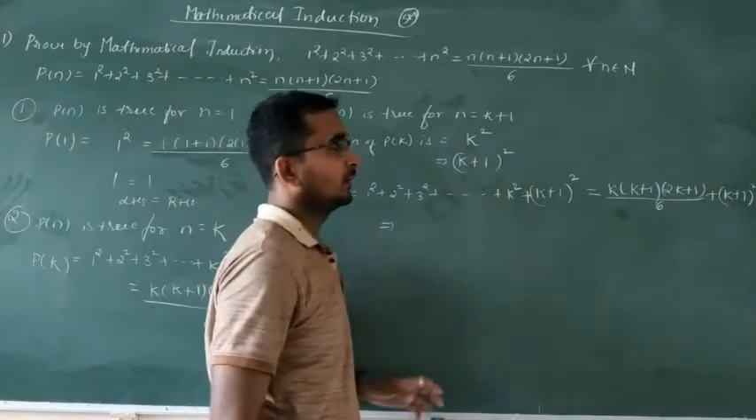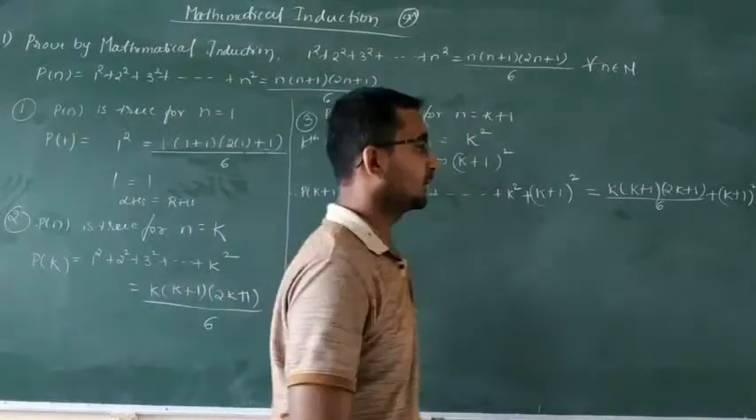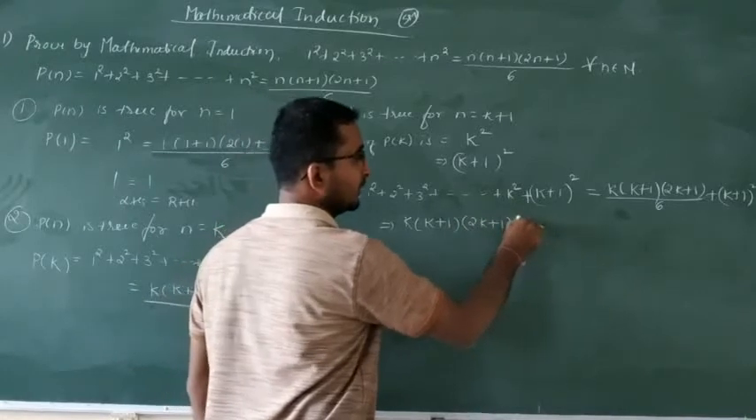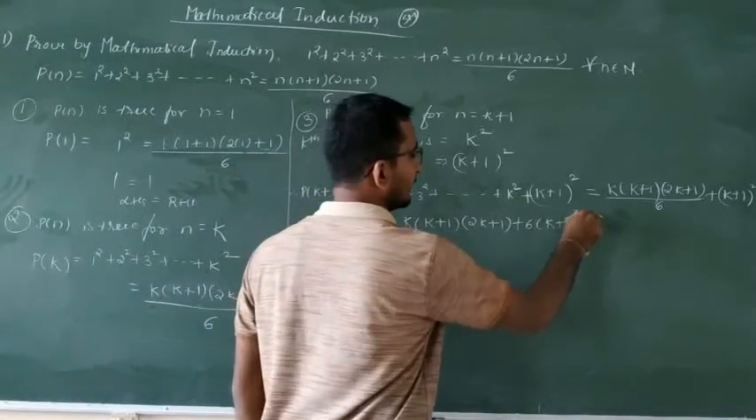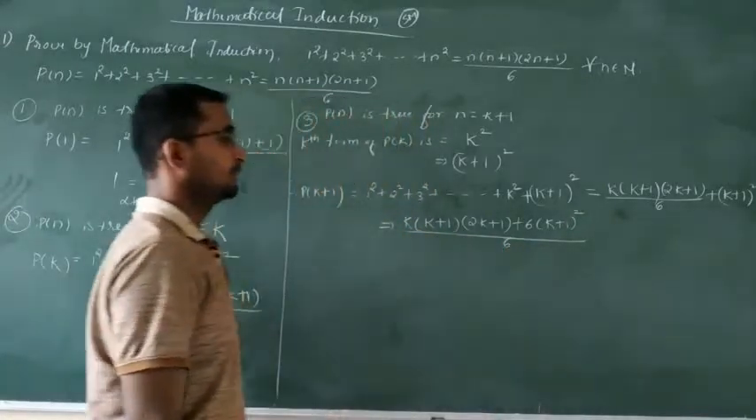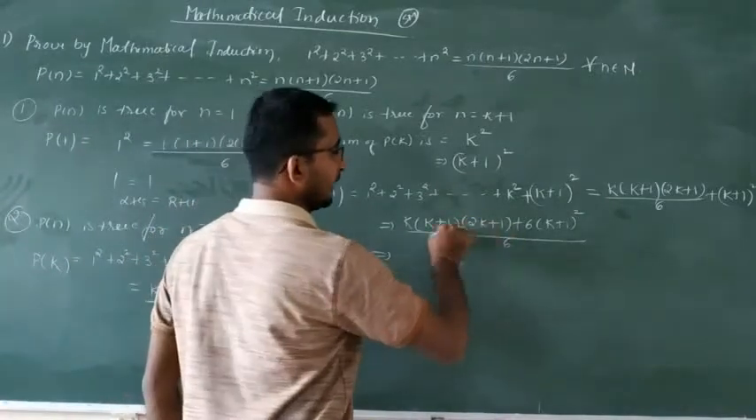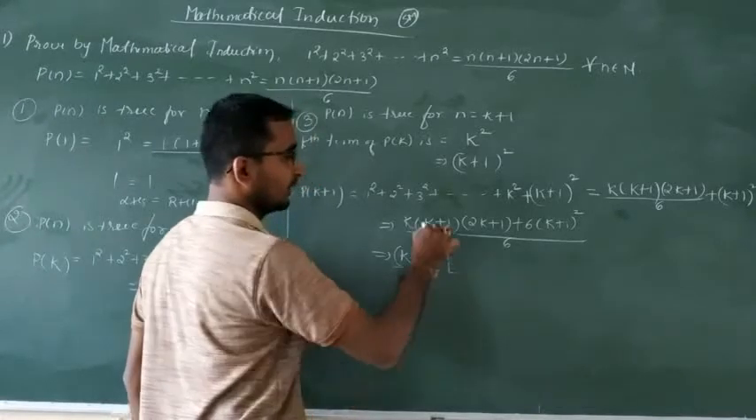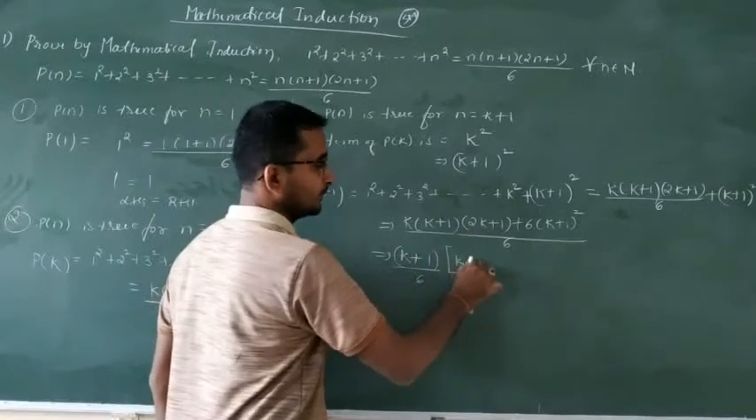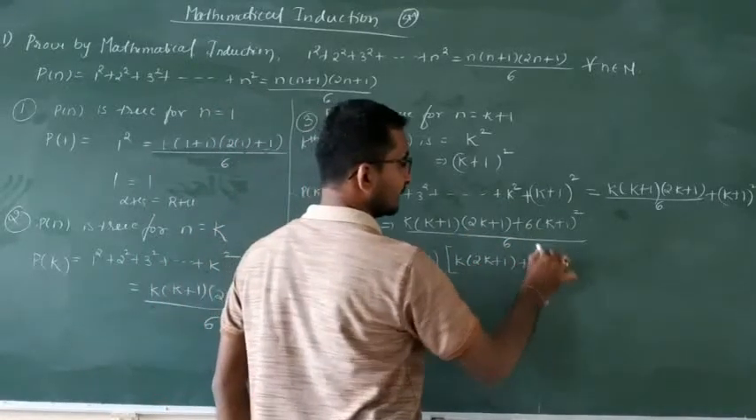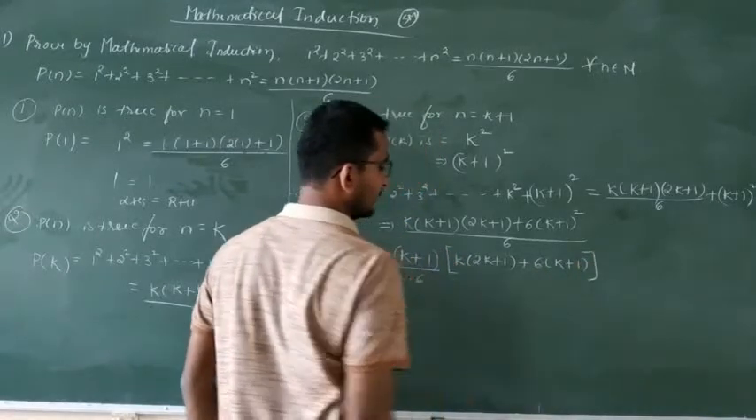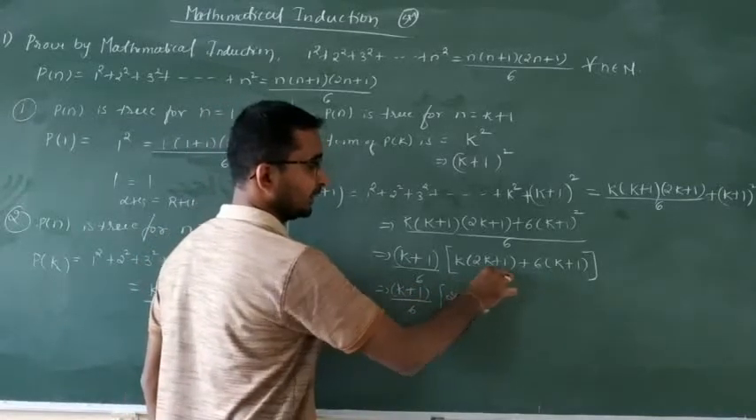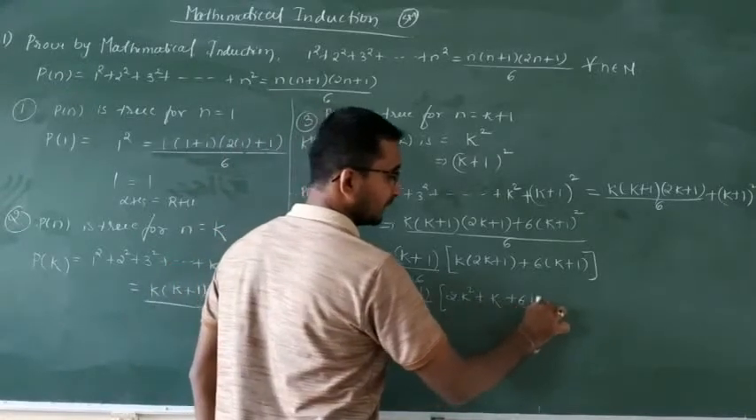And the RHS: what I am going to do is take the 6 as the LCM. Then it is k into k plus 1, 2k plus 1, plus 6 into k plus 1 whole square, whole divided by 6. Now I am taking k plus 1 as the common multiple, and whole divided by 6; what remains in the bracket is k into 2k plus 1, then plus 6 into k plus 1. Therefore, k plus 1 whole divided by 6, multiplied by, inside the bracket, 2k square plus k plus 6k plus 6.